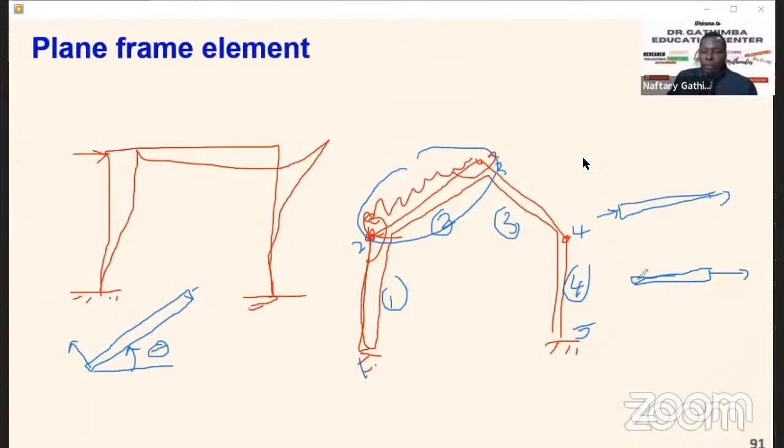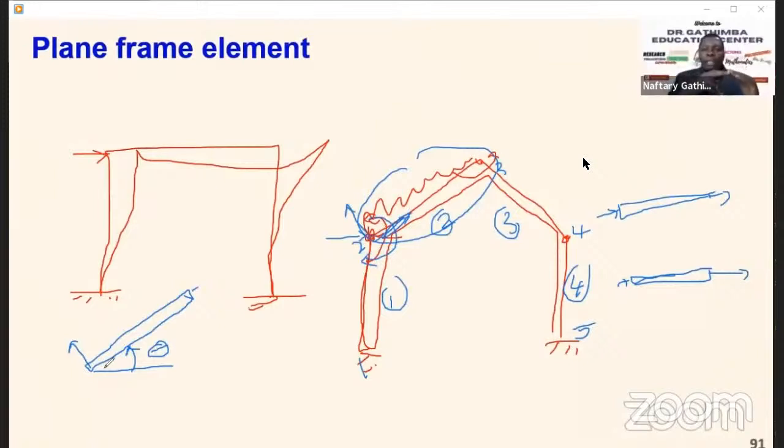For the beam we neglected the axial effect, but for the frame element, due to this rigidity, if a load is applied there, axial loads will be transmitted, and moment will develop, as well as the vertical or transverse loading. So for the plane frame element, we combine the truss element and the beam element. We combine the axial load and its corresponding effect.